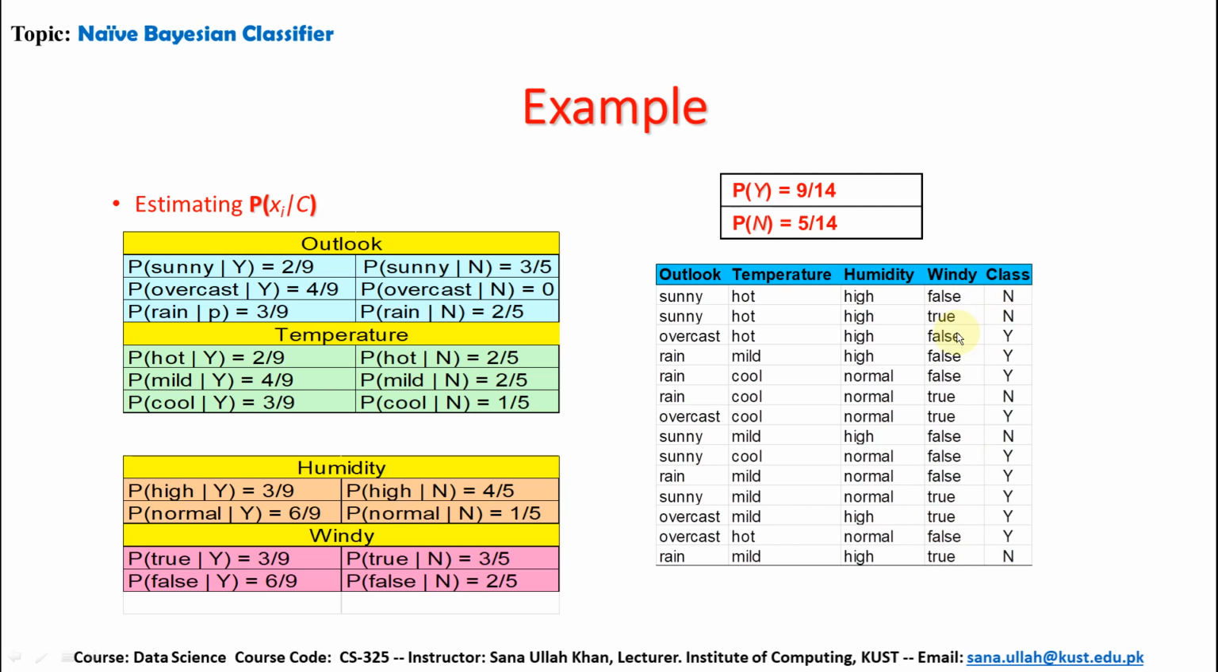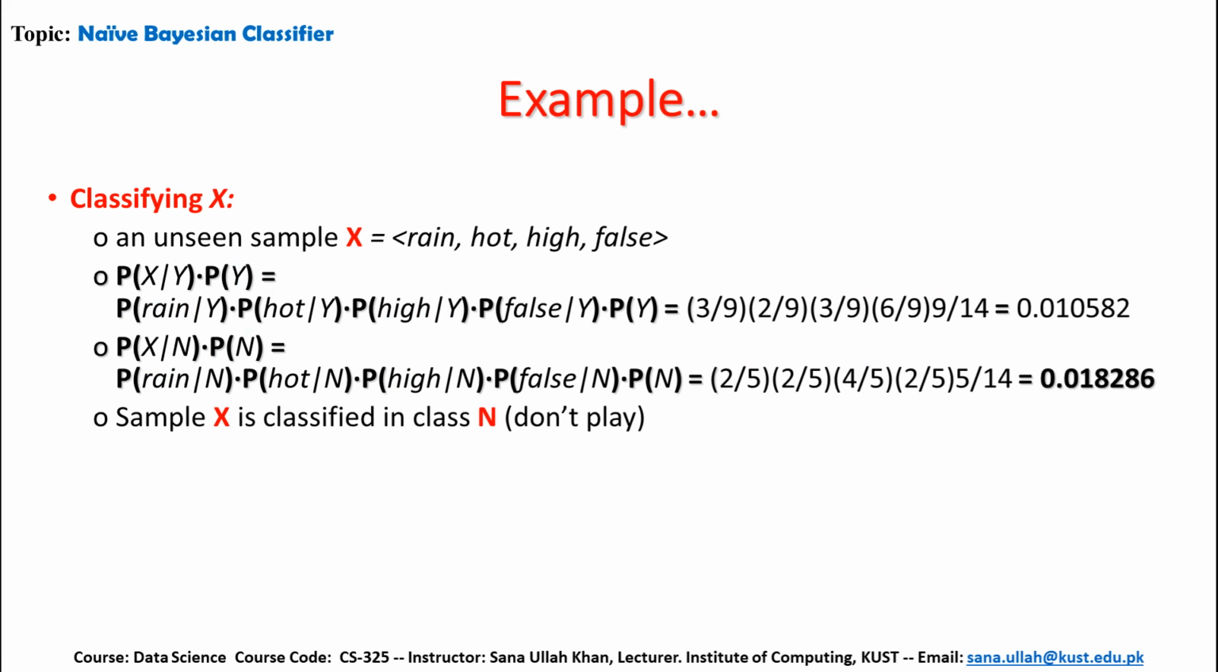So 5 with y: 1, with y 2, with y 3. So 3 by 9 with y, with n 3 by 5. Same as the case of false, 6 by 9 with y, 2 by 5 with n. So now we get the probability of each event.